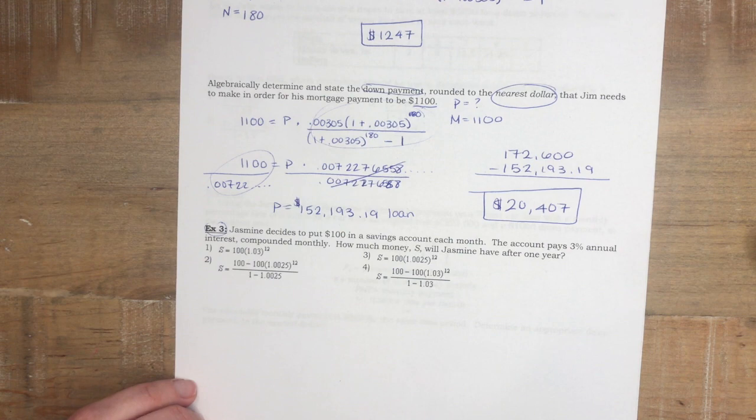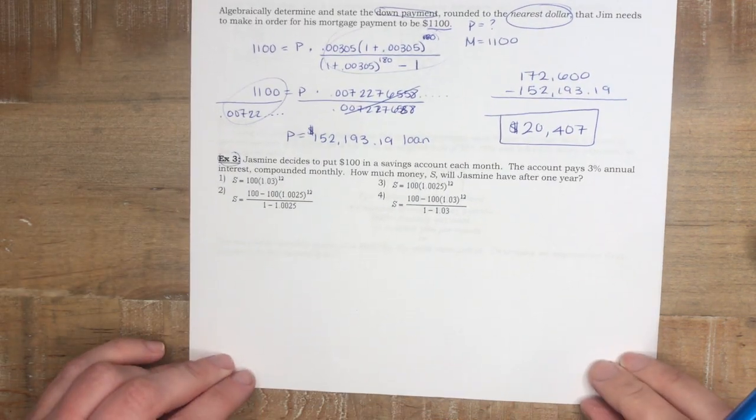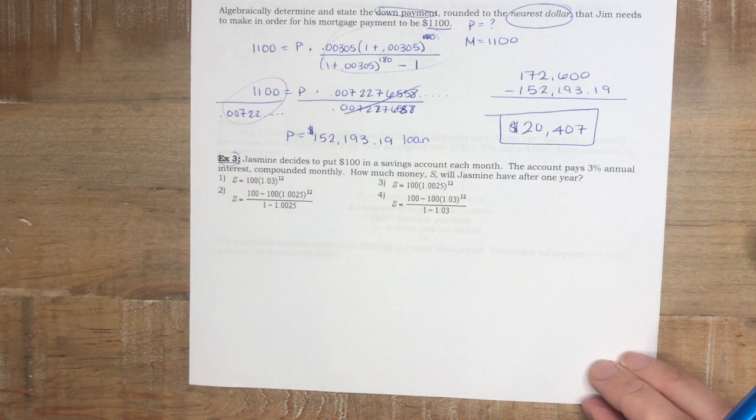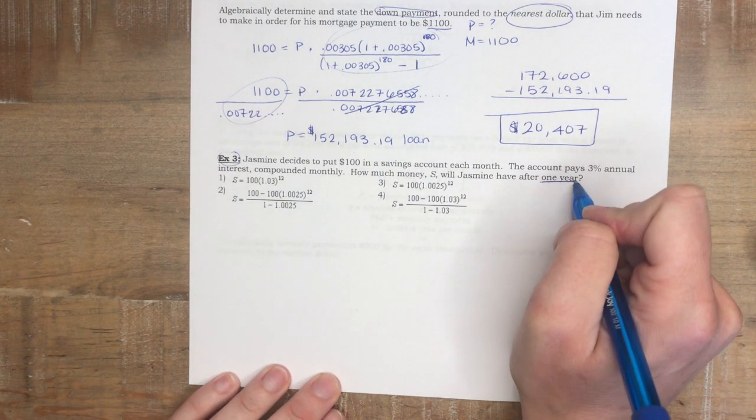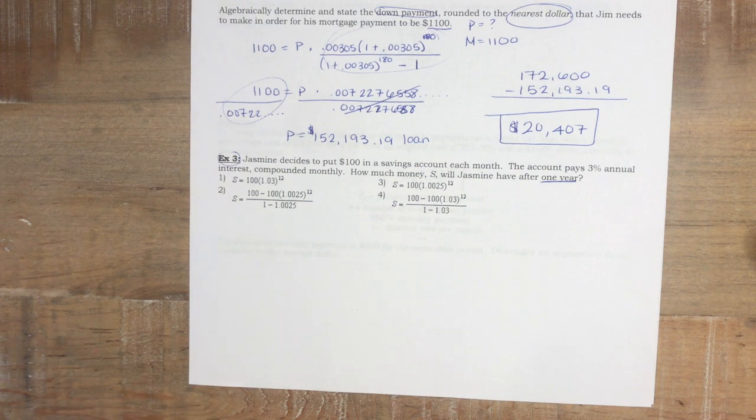Okay, let's look at example 3. It says Jasmine decides to put $100 in a savings account each month. The account pays 3% annual interest compounded monthly. How much money will Jasmine have after 1 year? So even though they don't say the word total, that's what they mean. They want the total amount.